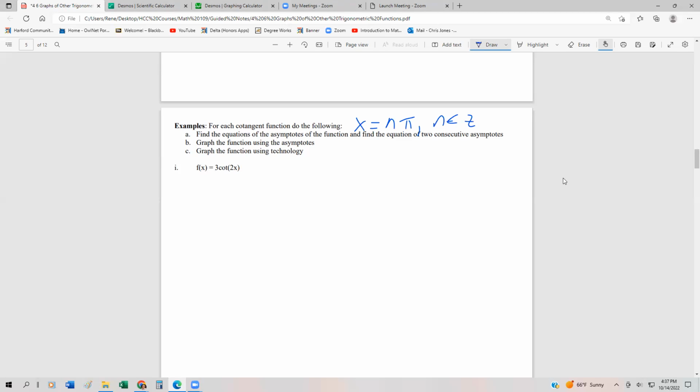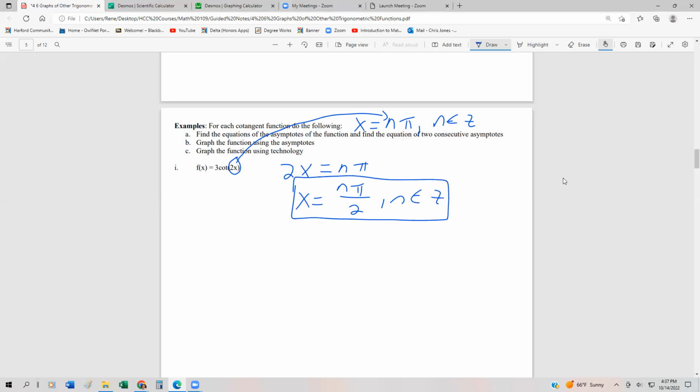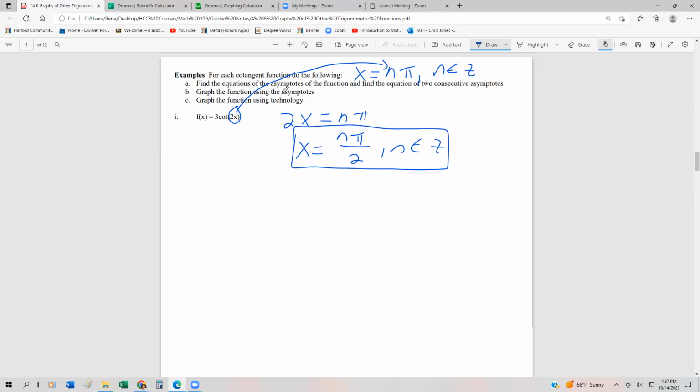So first thing we're going to do is take this 2x and set that equal to n pi. Whatever that interior function is, we set that equal to n pi for the cotangent, and then we divide both sides by 2. So the equation of the asymptotes would be x equals n pi over 2, where n is an integer. At this point, we want to find the equation of two consecutive asymptotes. Generally we like to plug in 0 and 1, and that gives us two consecutive asymptotes.